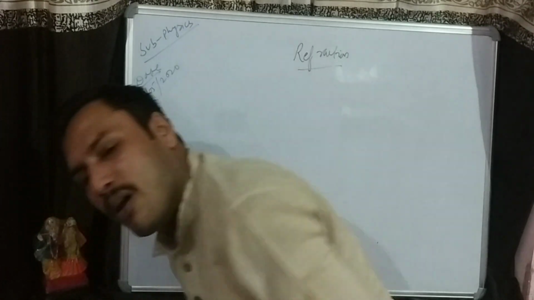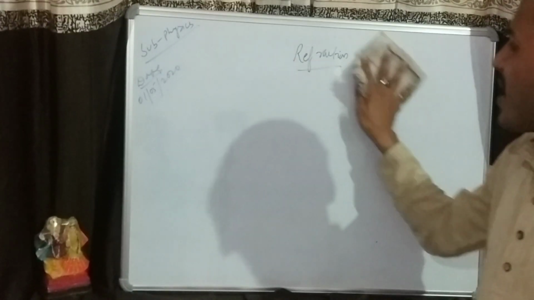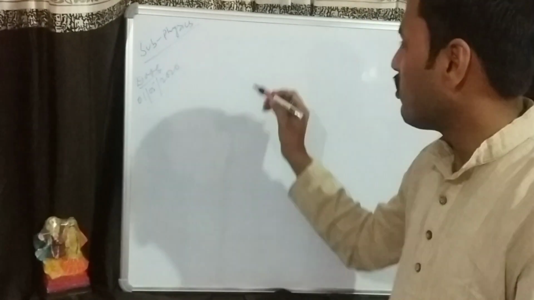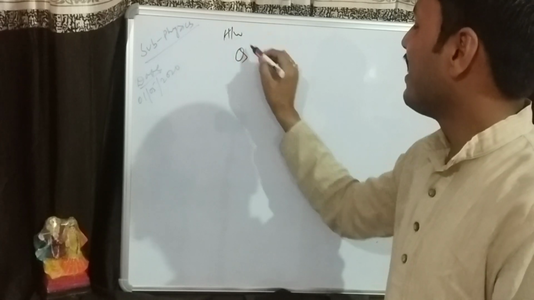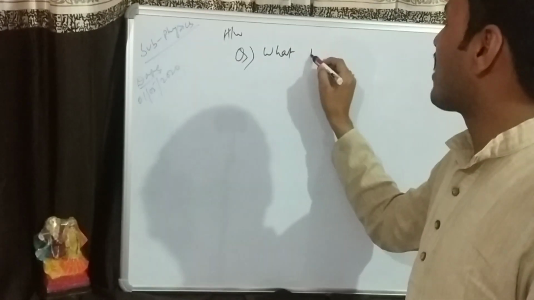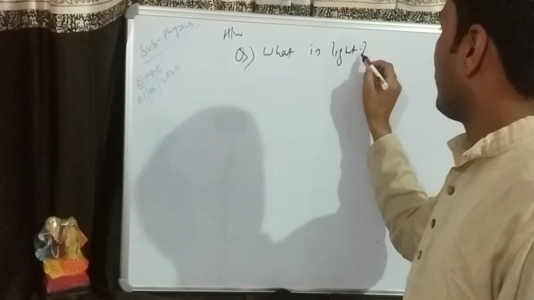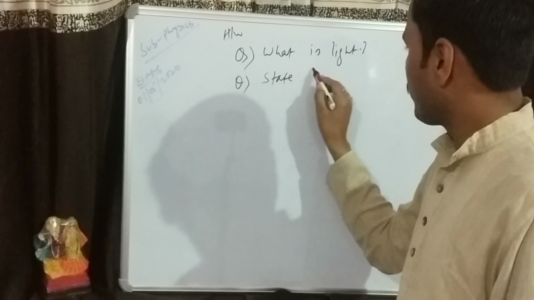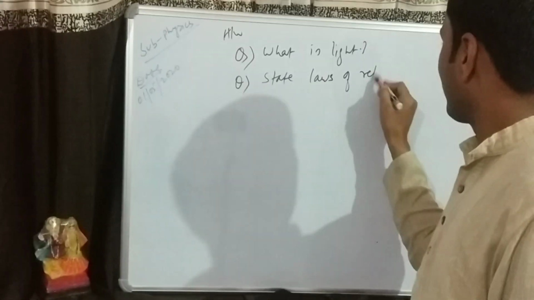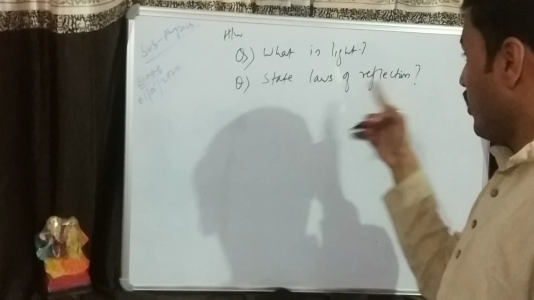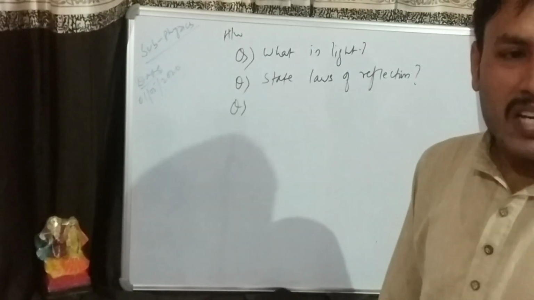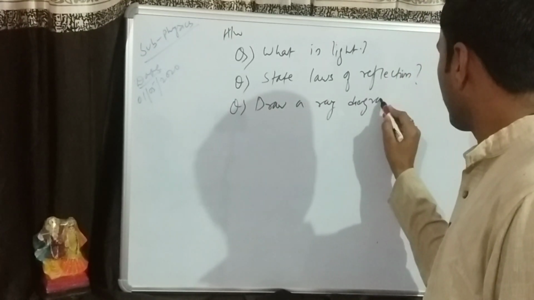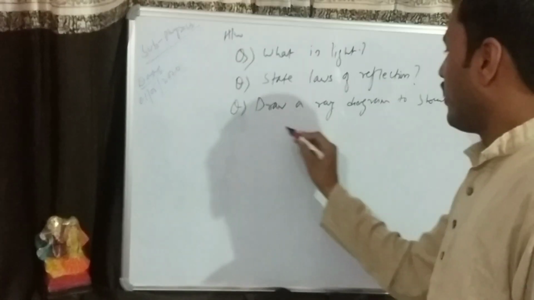My dear students, that's all about light. We will discuss refraction later on. You must know something, so you have some questions also. As homework, there are some definitions, but they are very easy. First, what is light? Second, state the laws of reflection, and do it practically also. The third one is to draw a ray diagram to show reflection.